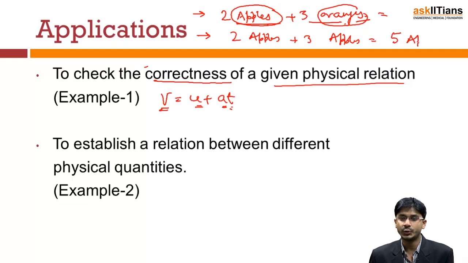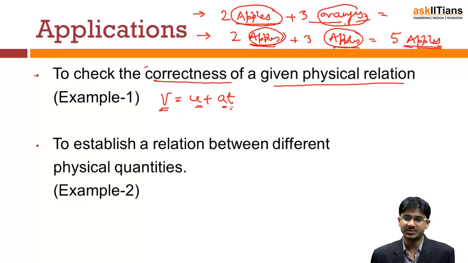Obviously we can add 2 apples plus 3 apples. Now if we add this, we get 5 apples. This we can do because we are adding similar things, apples with apples. This same thing is valid also for subtraction. This logic we will be using for checking the correctness of physical relations. And as we can see, the sum is also apples only. So all these values must be apples.